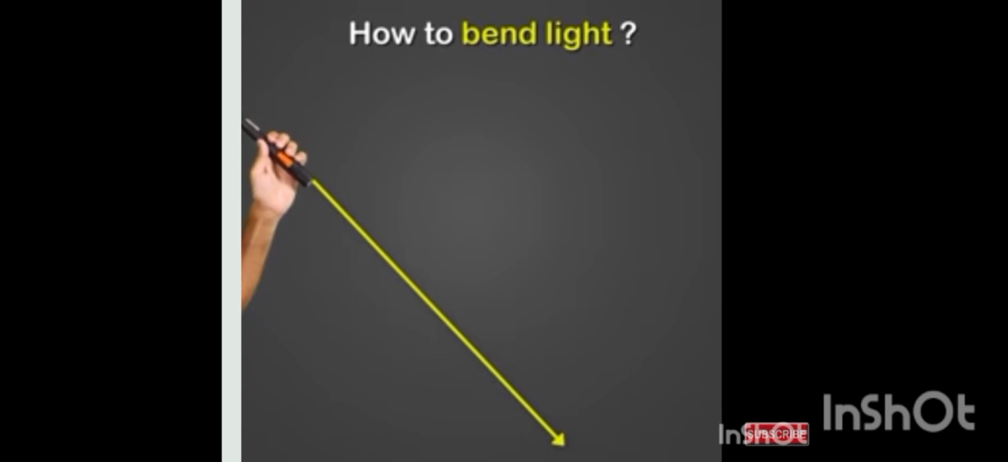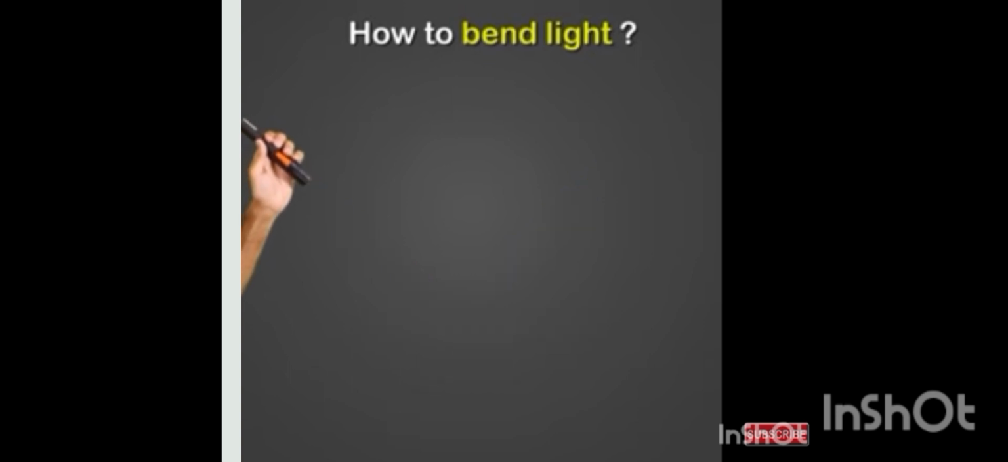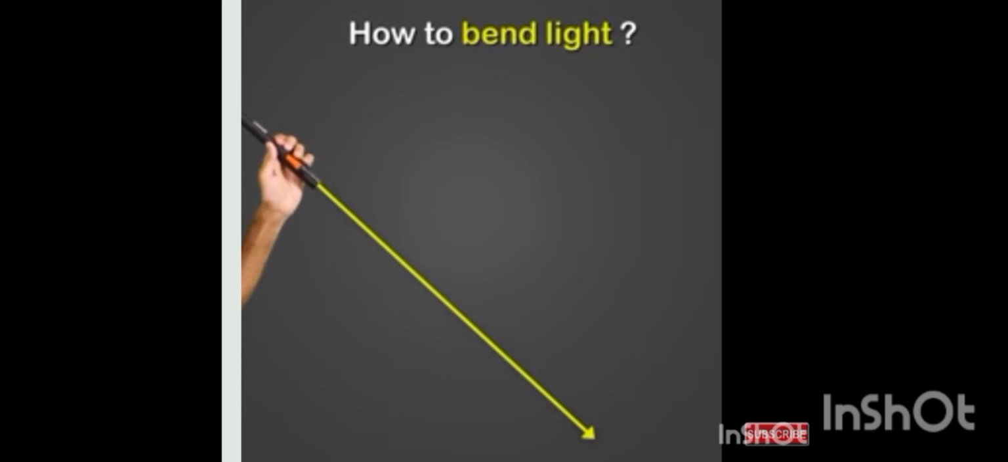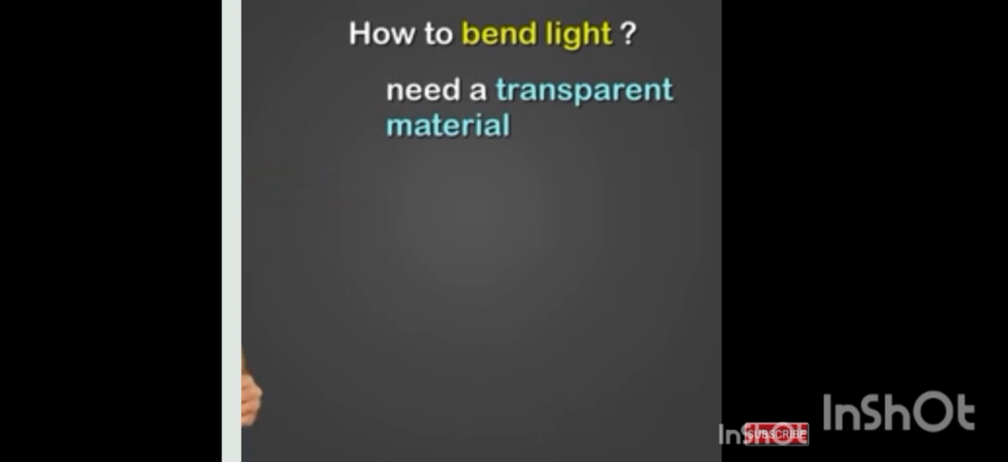And yes, you guessed it right. We can use a mirror to bend the ray of light. A light ray, after striking the mirror, gets bounced back or reflected back. But there is another way to bend or change the direction of the light ray, and that is a transparent material. Students, air is a transparent material.